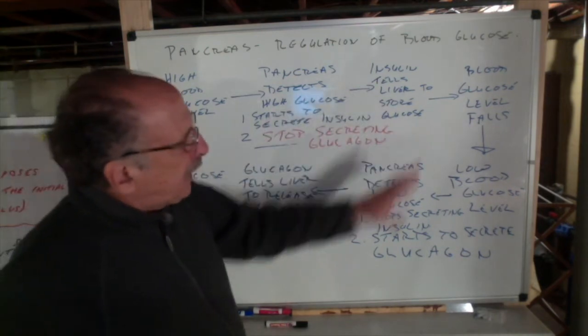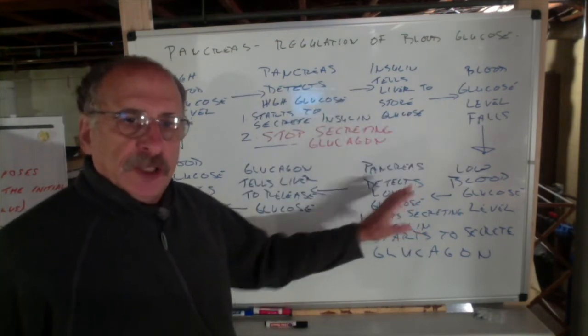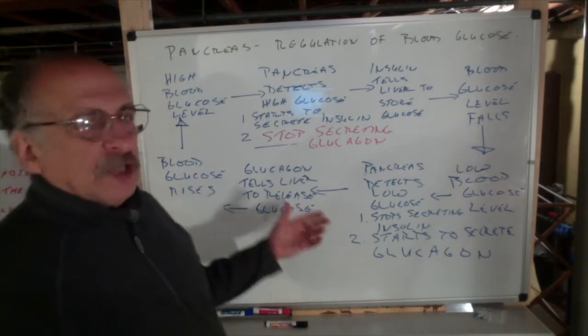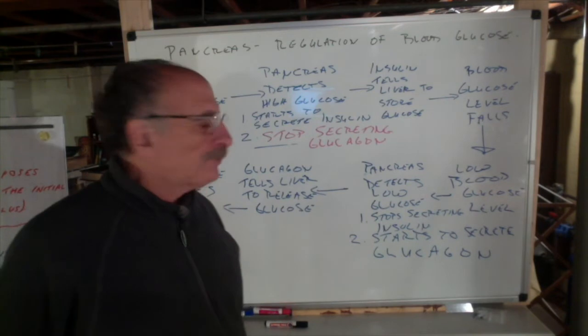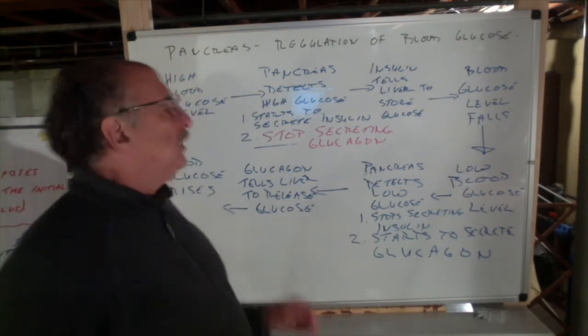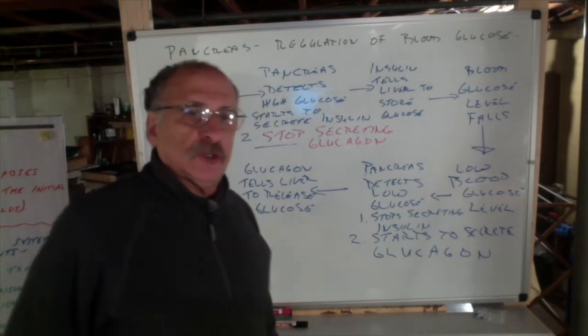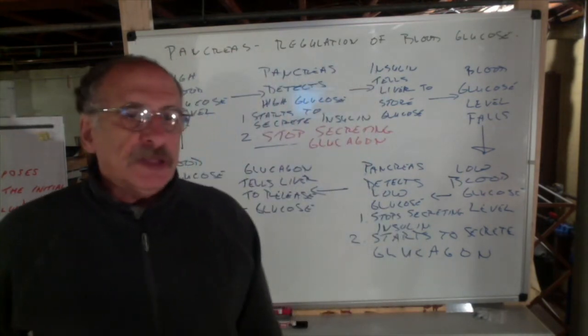I pointed out that in order for this to continue, you have to be eating regularly, taking in carbohydrate regularly. Otherwise, at some point, you'd run out of glucose and the whole thing would stop. I also want to point out, without making a big deal about it, that in addition to the pancreas keeping track of the blood glucose level, there's a part of your brain that's called the hypothalamus.